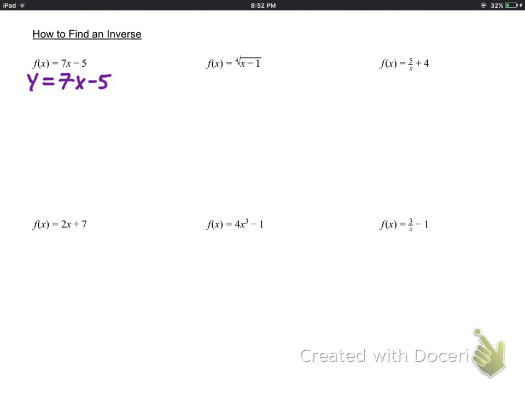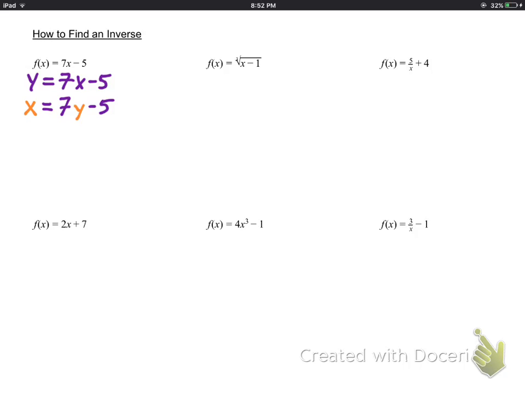Okay, so here I've got a function f of x equals 7x minus 5. The first step you need to do is replace that f of x with a y. Okay, we've kind of learned those are pretty interchangeable. They mean slightly different things, but for these functions you can replace one with the other. The very next step is going to be something a little weird. I want you to switch the y and the x like that, okay?